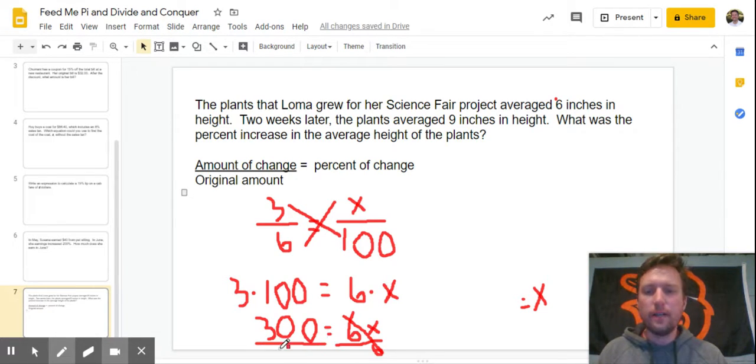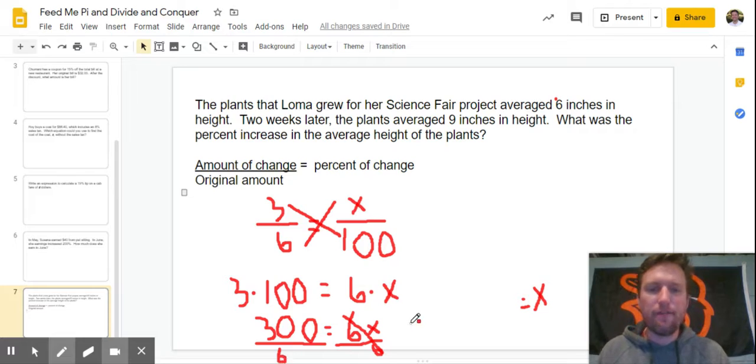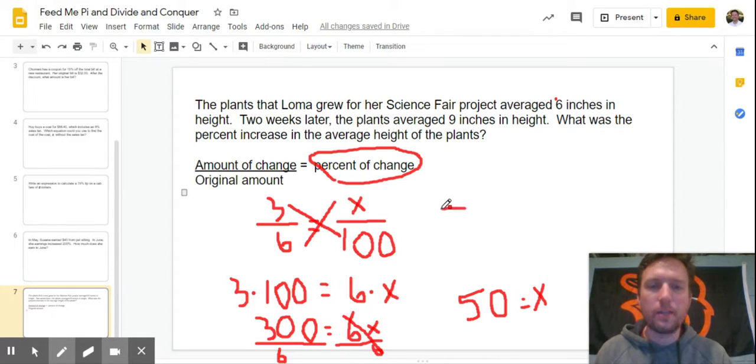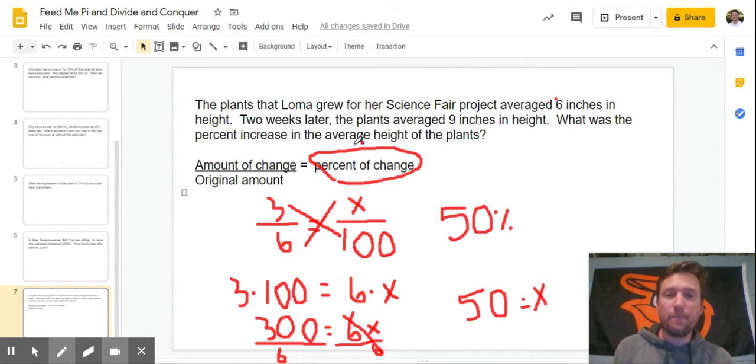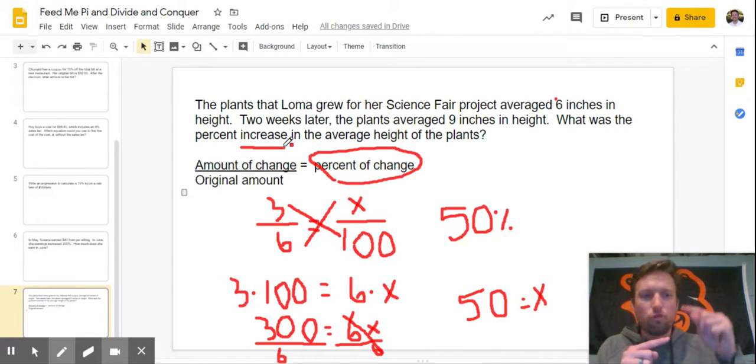So 300 divided by 6, and if you do the math, 30 divided by 6 would be 5, and you carry your 0, and that would be, oh my goodness, math is awesome. It equals 50. 50 is our percent of change. What is our percent of change? One more time, it would be 50%. Now, this would be a 50% increase. It's going up. The plants are growing.